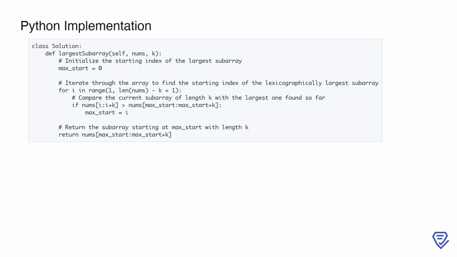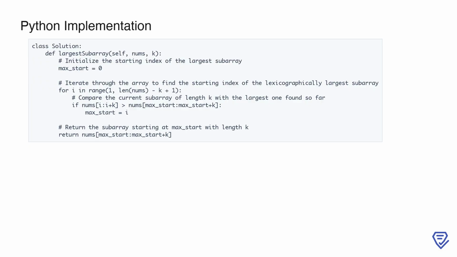Python's list slicing and comparison operators make this comparison straightforward, as lists are compared lexicographically by default. If the current subarray is lexicographically larger than the one at max_start, we update max_start to the current index i. Finally, after the loop completes, max_start points to the starting index of the largest subarray. We return the subarray nums[max_start:max_start+k] as the result.